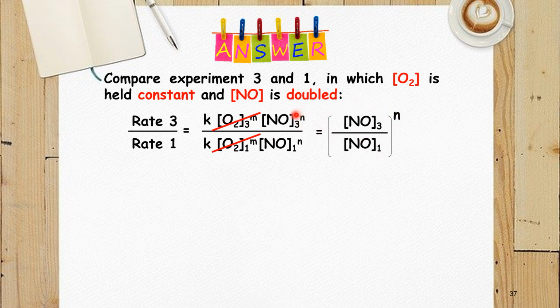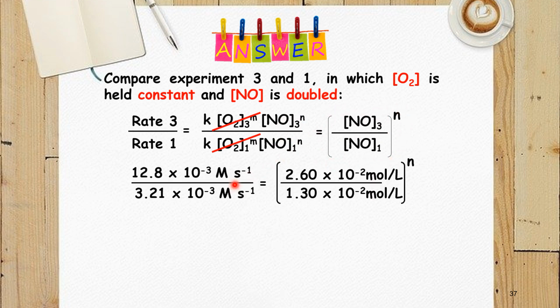Since both concentrations of NO have the same power, we can factorize and it becomes like this. Next step, you can substitute. Same as previous, for easier calculation you have to place the initial rate that is the greater number divided by the smaller number of initial rate.